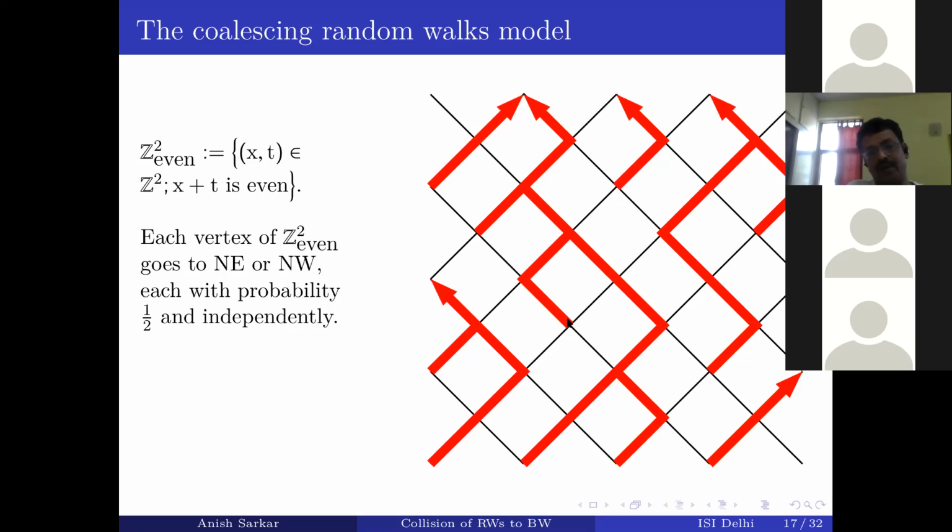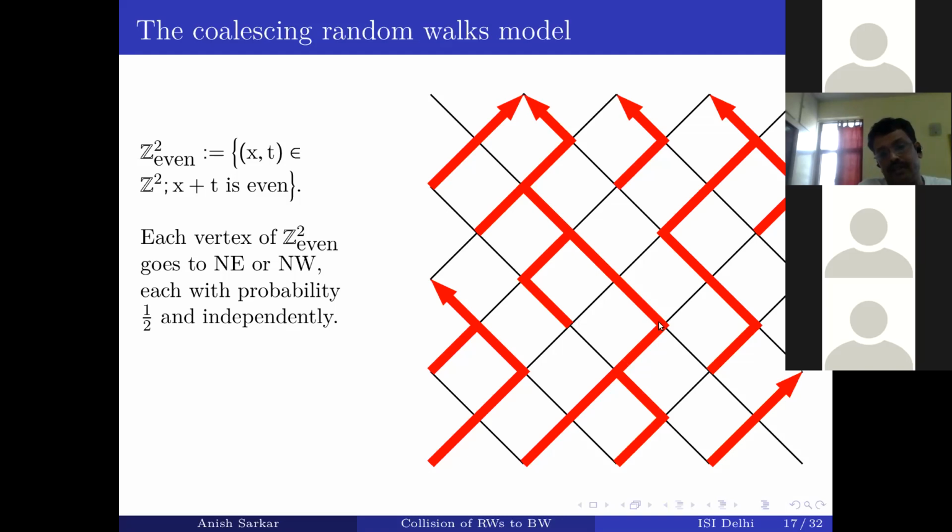Again the same logic. And these two paths, let us look at this path and this path. Once they have come together, they are using the coin toss of the same point, and therefore it is going to the same place. That's what we want to say: coalescing random walks. They are going together. And until they coalesce, what happens?